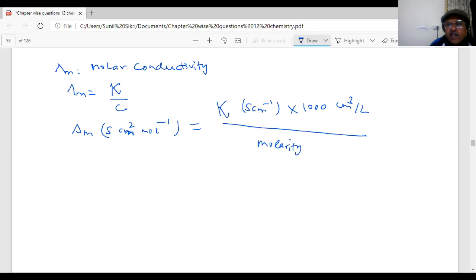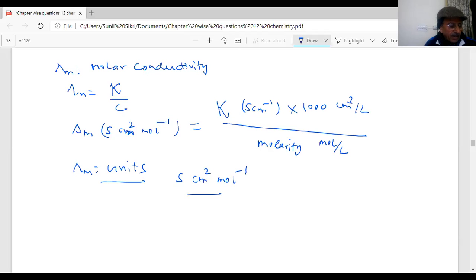Molarity is always given in mole per liter. So we can see what the units of lambda m will be. The units of lambda have also been asked in the paper. These units are important, students. What are the units of lambda m? Siemens centimeter square mole inverse. Important point, an important question which has been asked in the paper many times.